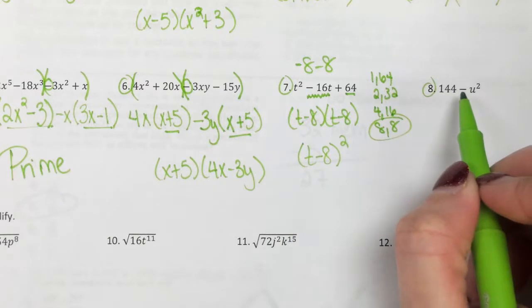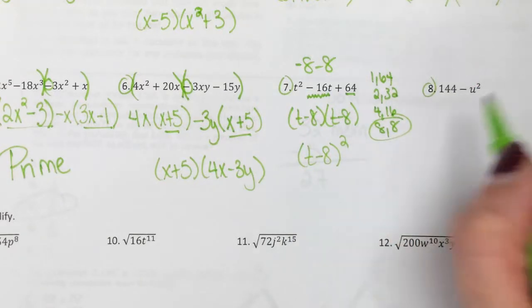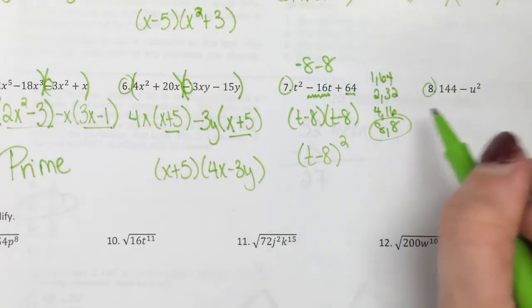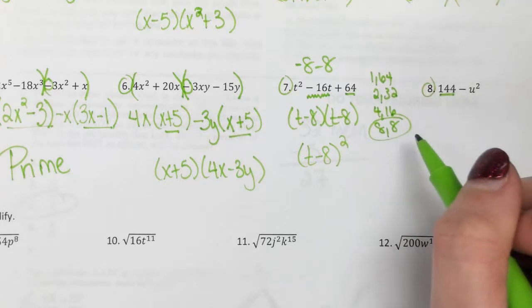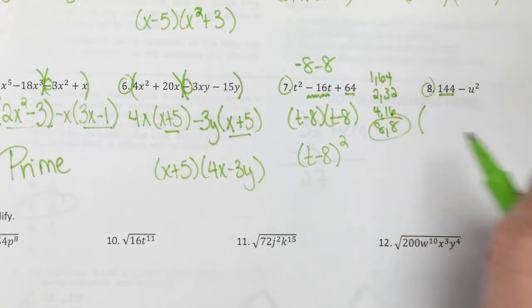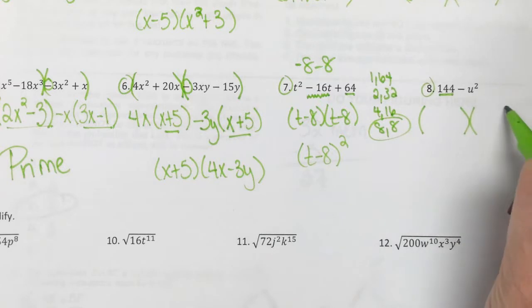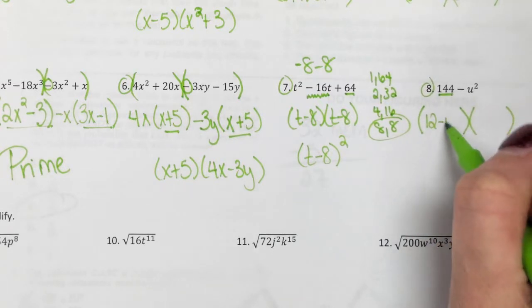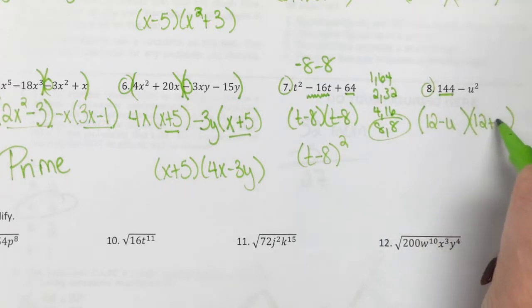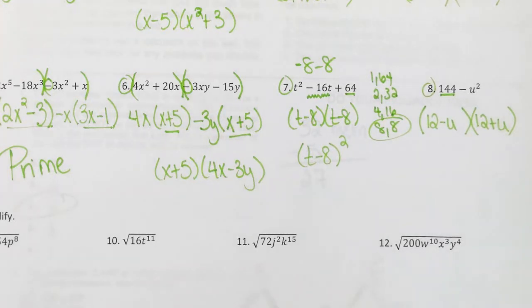Last one. 2 terms, right? No GCF. Same as number 4, but notice that the number comes first, okay? So this will be, what's the square root of 144? 12. There you go. 12 minus u and 12 plus u. Or 12 plus u and 12 minus u. It doesn't matter. Why does it matter the order?